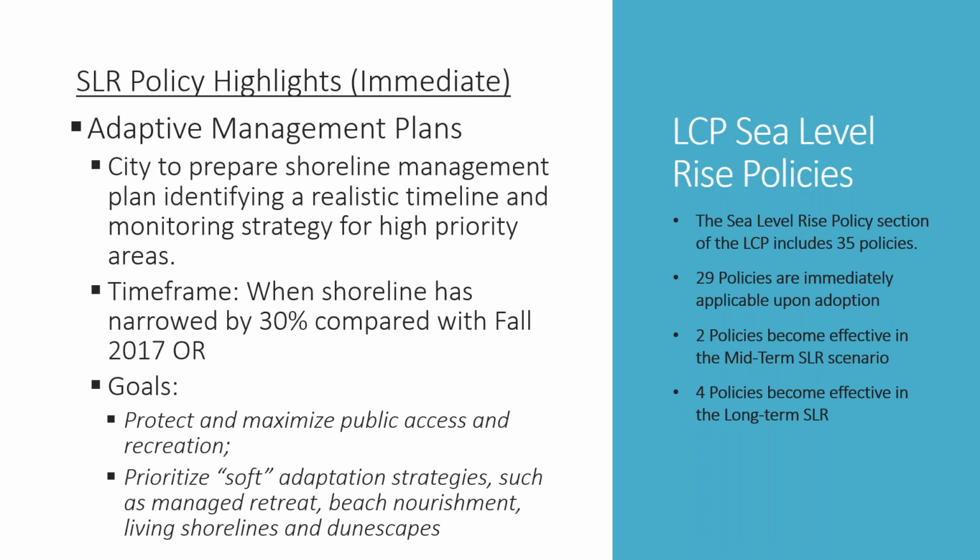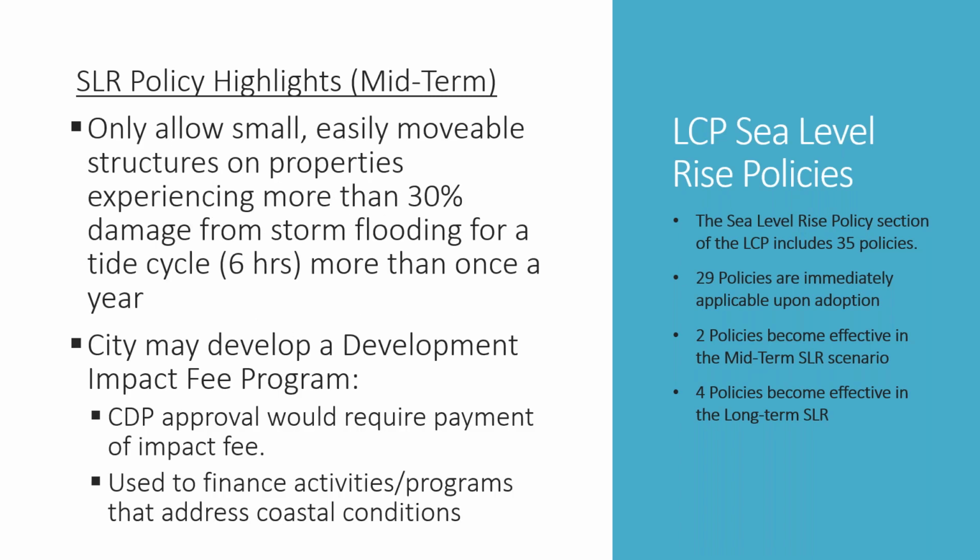LUP policies also require the city to prepare an adaptive management plan in the future to manage the shoreline and take effect when the shoreline has retreated by 30% compared with its recorded location in 2017. The goal of the plan would be to protect and maximize public access and recreation and to prioritize using soft adaptation strategies such as managed retreat, beach nourishment, and developing dunes and other natural structures along the coastline to protect properties inland without resulting in more beach erosion.